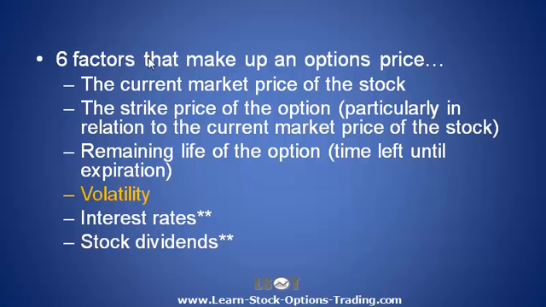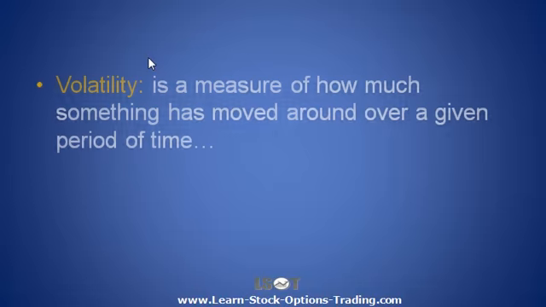All right, so now let's move on back to volatility. Let's define volatility in and of itself. Volatility is just a measure of how much something has moved around over a given period of time. For stocks, it's a measure of how much the stock price has moved up and down over a set period of time. And for option volatility, it's a measure of how much the option's price has changed over a given period of time.